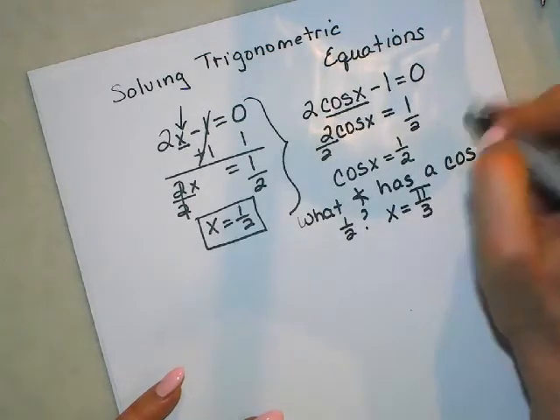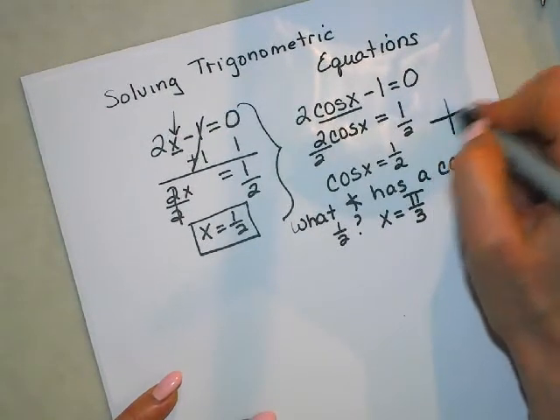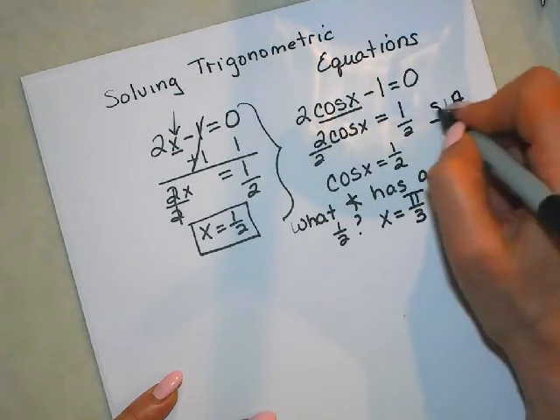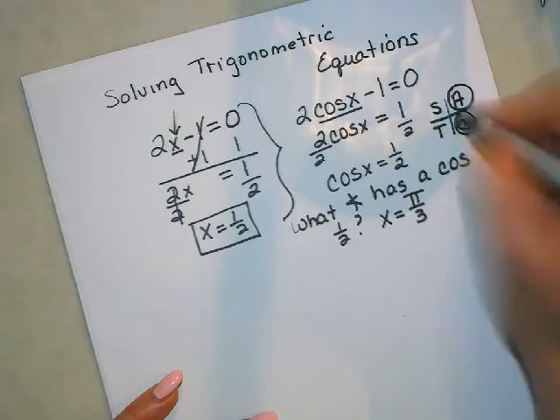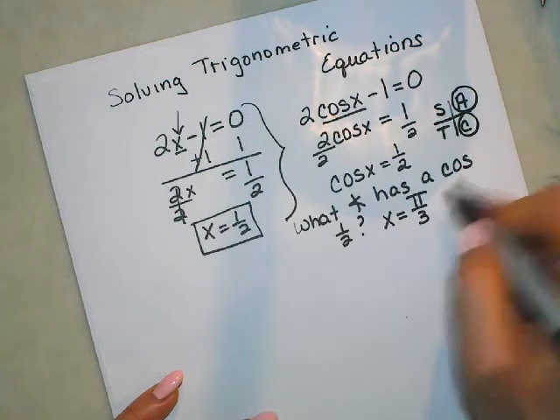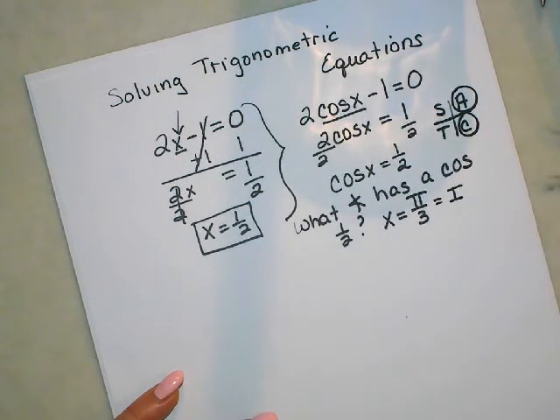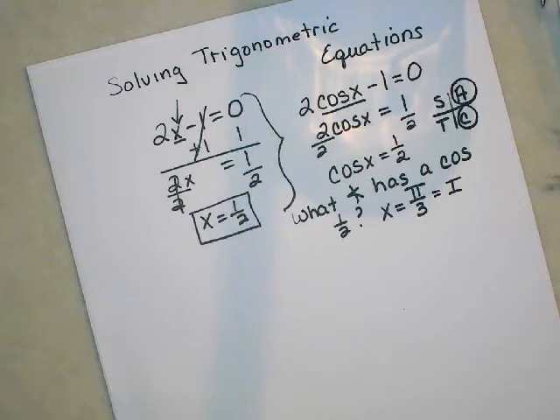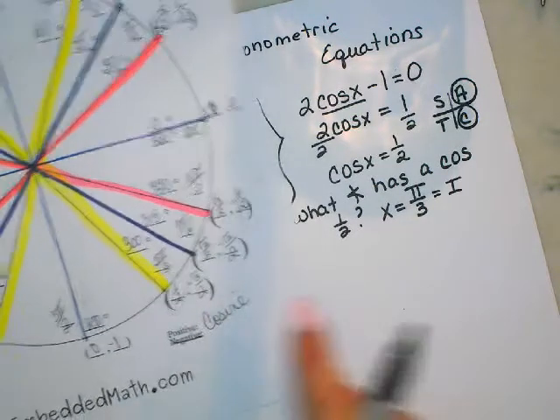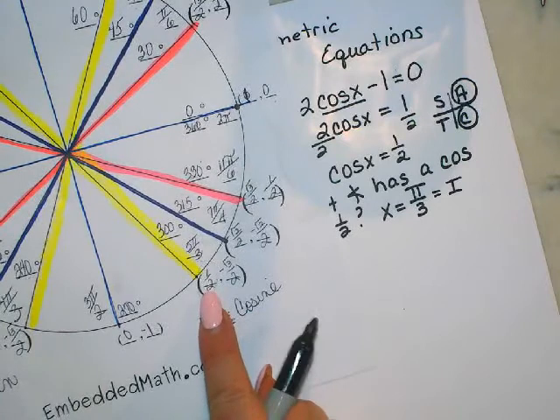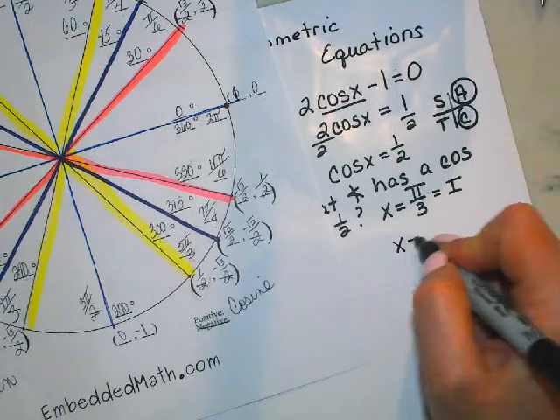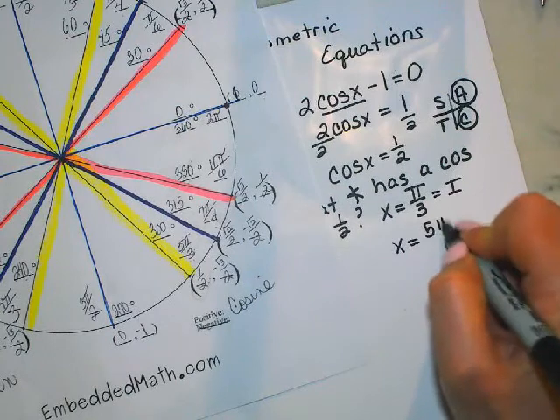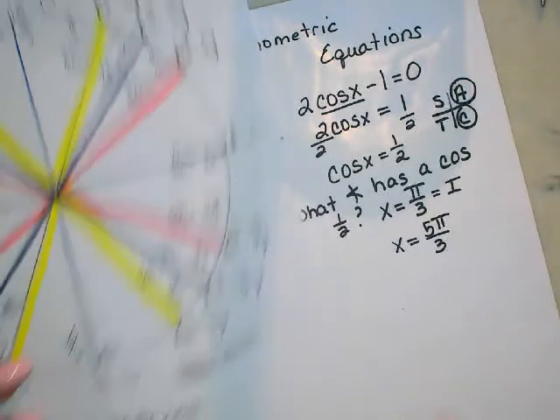Except we know that cosine is positive in quadrant 1 and in quadrant 4. So this is the angle that's in quadrant 1. What is the angle that's in quadrant 4? Cosine of 1/2 over here is 5 pi over 3. Obviously, it's going to be a pi over 3. It's just going to be 5 pi over 3.